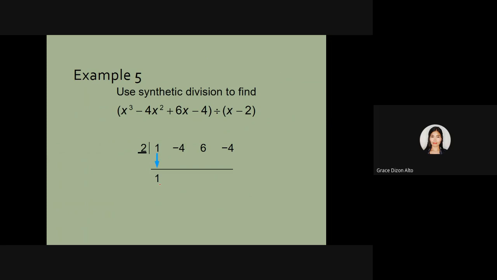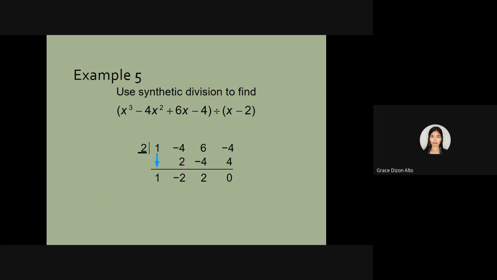So step number 1, bring down the first term, that is 1. And then we have to multiply our first term by our a. So 1 times 2 is 2. We will write it on the second column underneath negative 4. And then combine, we get negative 2. Negative 2 times 2 is negative 4. Negative 4 plus 6 is 2. 2 times 2 is 4. And negative 4 plus 4 is 0.